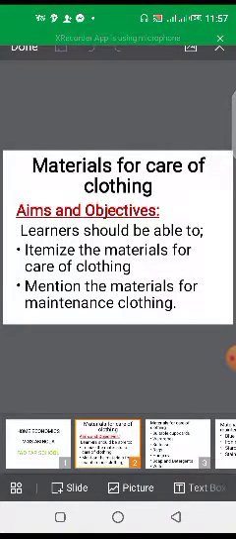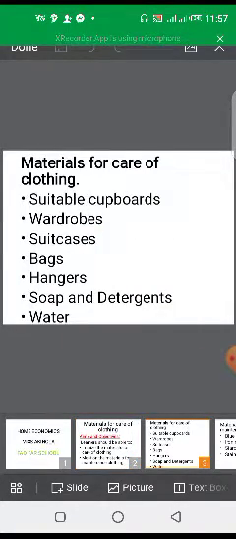And the materials are: 1, we have a suitable cupboard, a cupboard that is very nice. 2, we have wardrobes. 3, we have suitcases. 4, bags. We have hangers, soap and detergents, and water. So these are the materials which we need in order to take good care of our clothes.